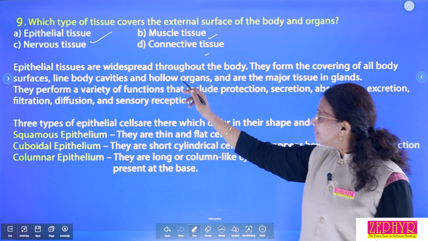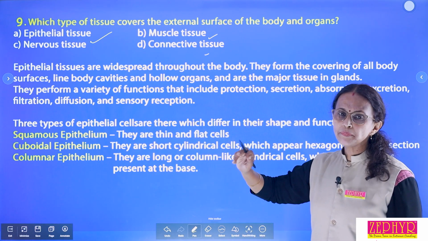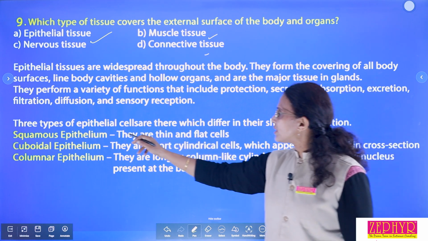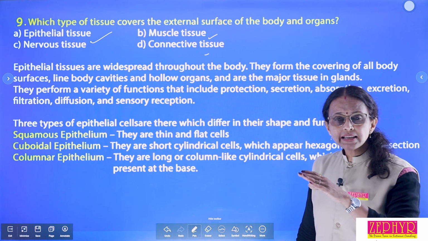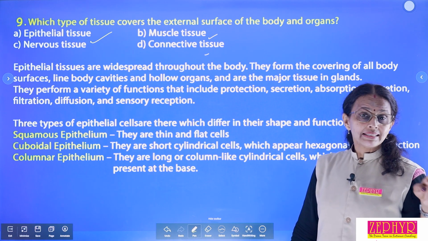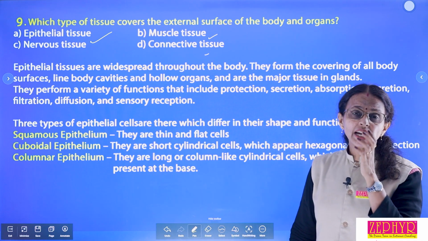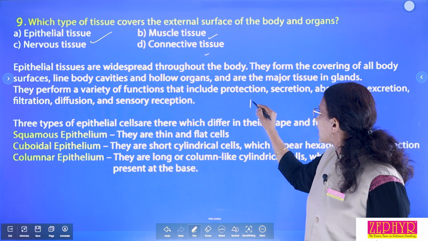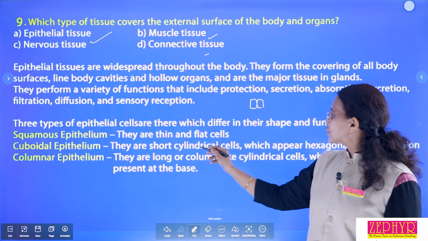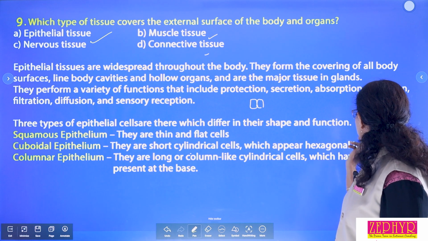There are 3 types of epithelial tissue: squamous epithelium, cuboidal epithelium and columnar epithelium. First one is squamous epithelium, which is thin, flat with irregular boundaries. In cuboidal epithelium, the shape of the cell is cube-like, so it is called cuboidal epithelium. Short cylindrical cells, cube-like, which appear hexagonal in cross section.